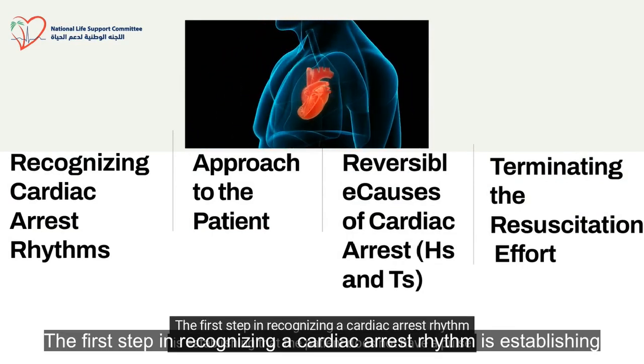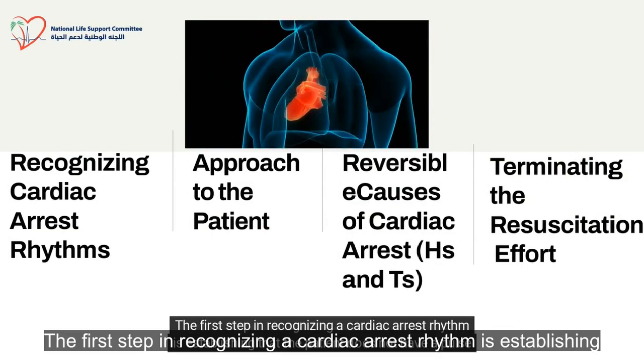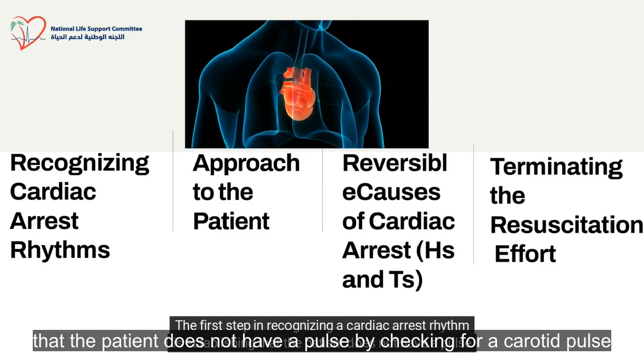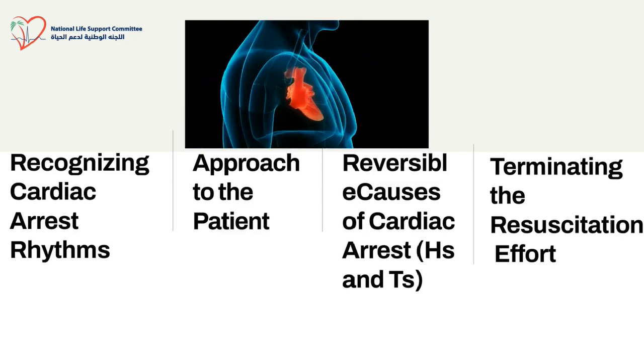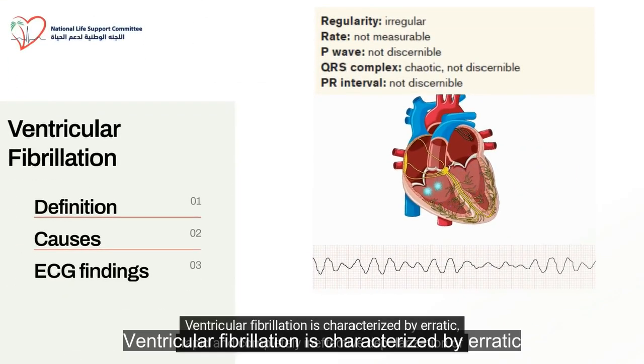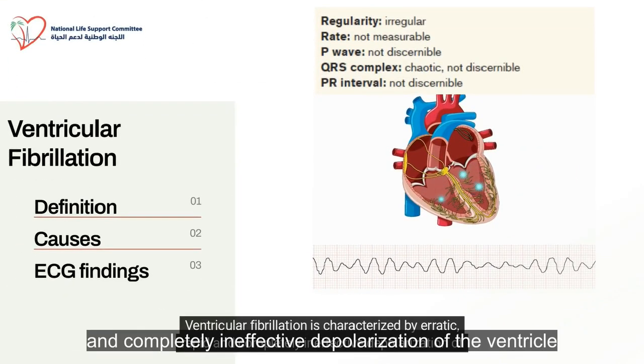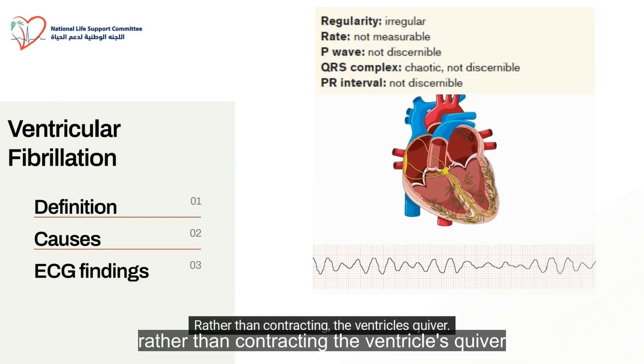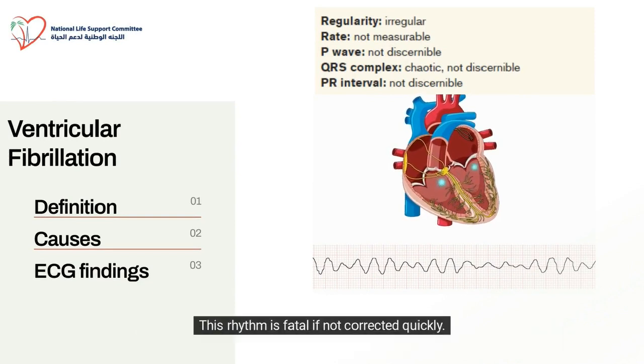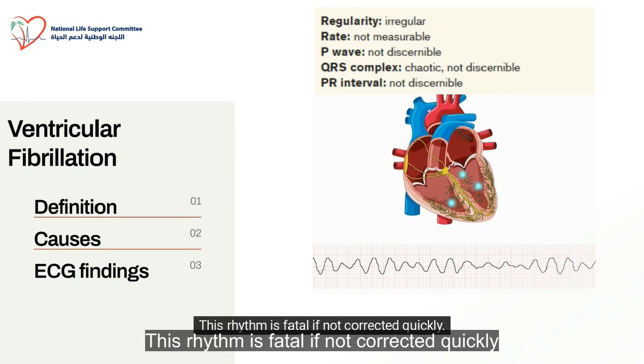The first step in recognizing a cardiac arrest rhythm is establishing that the patient does not have a pulse by checking for a carotid pulse. Ventricular fibrillation is characterized by erratic, rapid, and completely ineffective depolarization of the ventricles. Rather than contracting, the ventricles quiver. This rhythm is fatal if not corrected quickly.